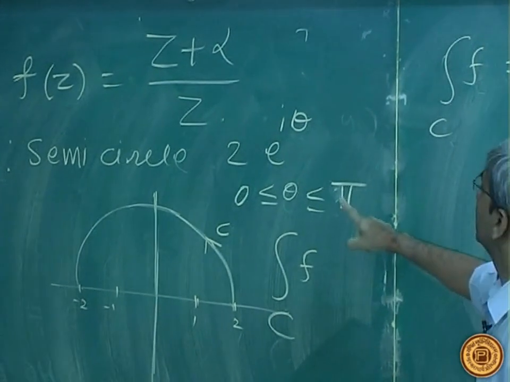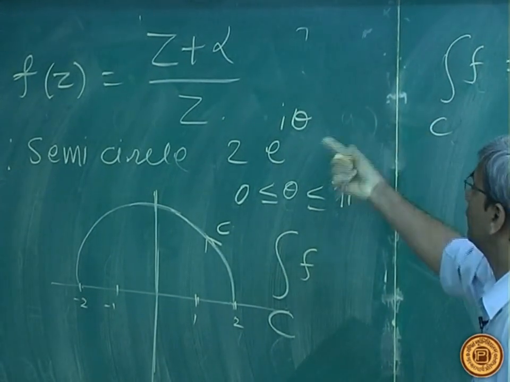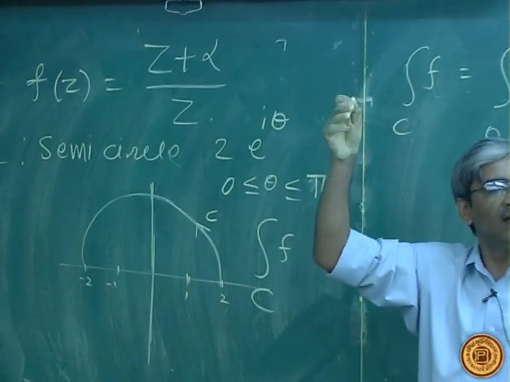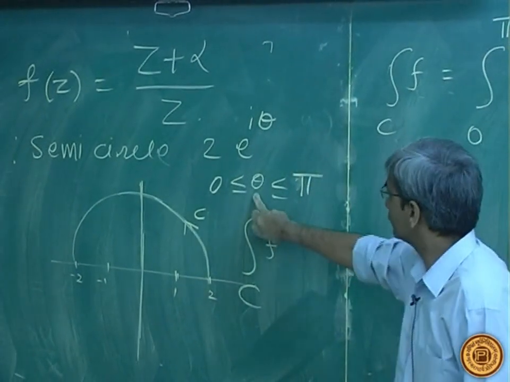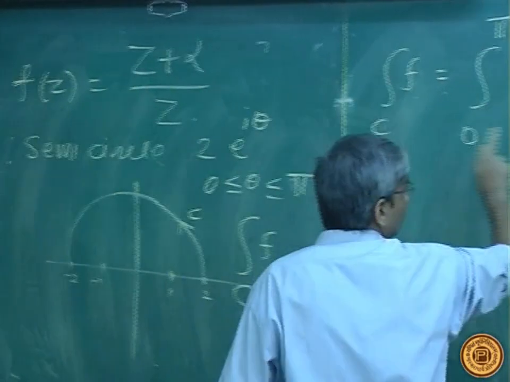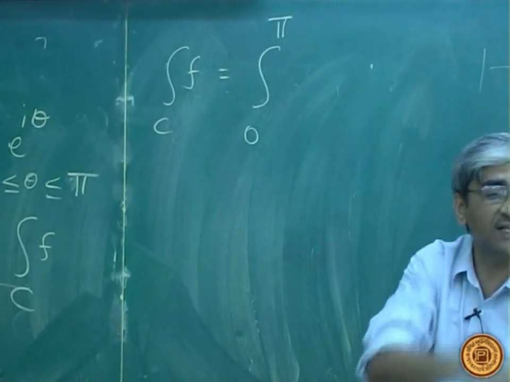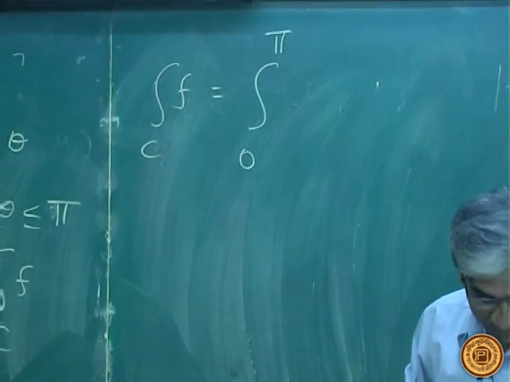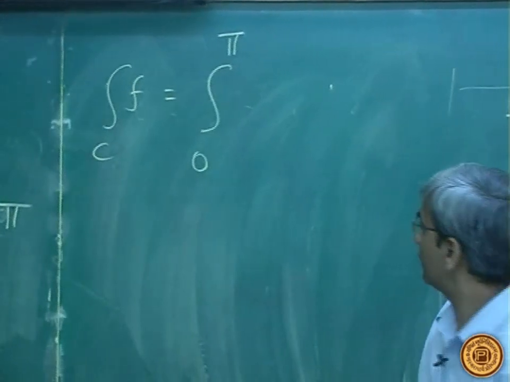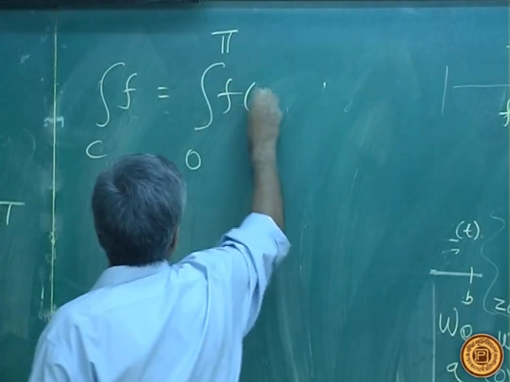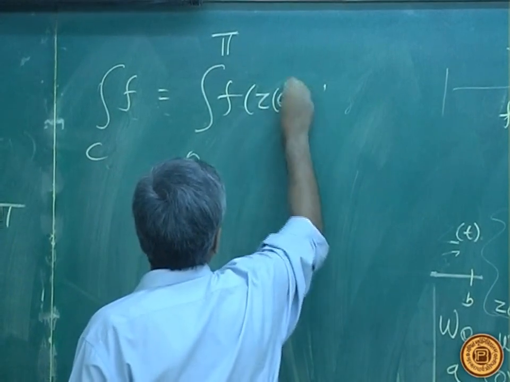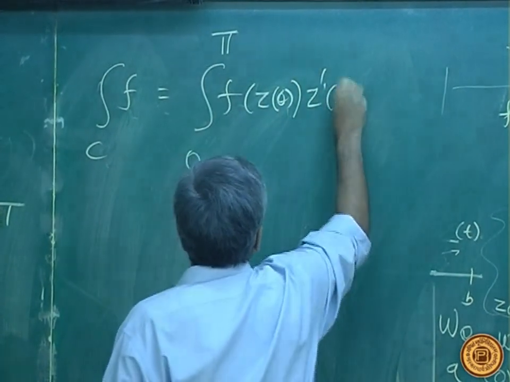So f of z theta. Now the variable is theta. You may call it theta, u, t, whatever. So here theta is used. See the definition, you can see on your notes: f of z theta into z prime theta d theta.